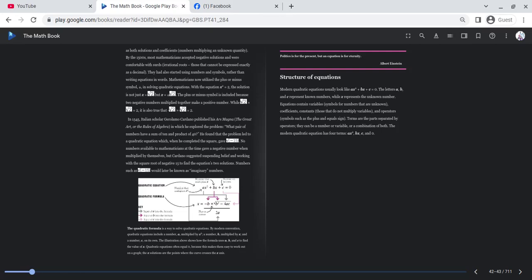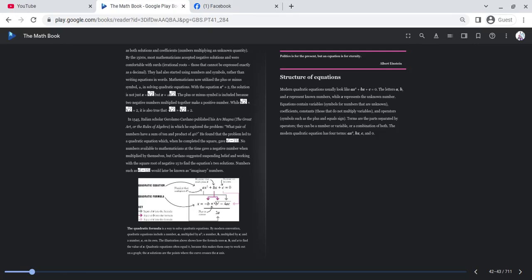Pictured above, the quadratic formula is a way to solve equations. By modern convention, quadratic equations include a number a multiplied by x squared, a number b multiplied by x, and a number c on its own. The illustration above shows how the formula uses a, b, and c to find the value of x. Quadratic equations often equal 0 because this makes them easy to work out on the graph. The x solutions are the points where the curve crosses the x-axis.